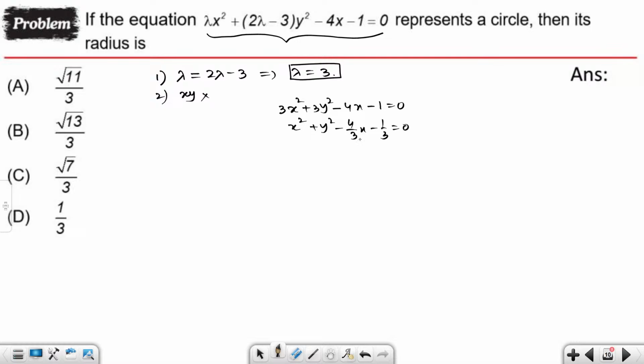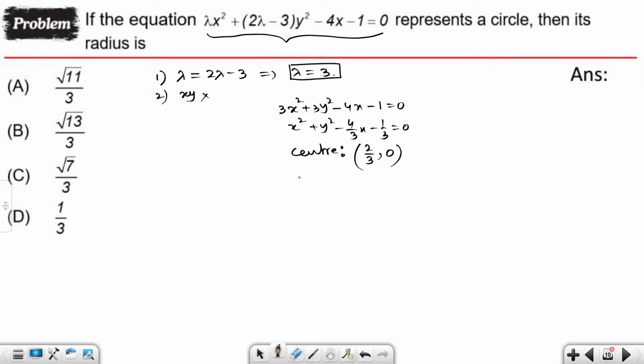Okay. Now we have to find out its radius. But before that, we have to find out the center. Where is its center? Take the coefficient of x, which is minus 4 over 3, divided by 2, which is 2 over 3, and change the sign. So it will be plus 2 over 3. And there is no y, so the ordinate of the center will be 0.